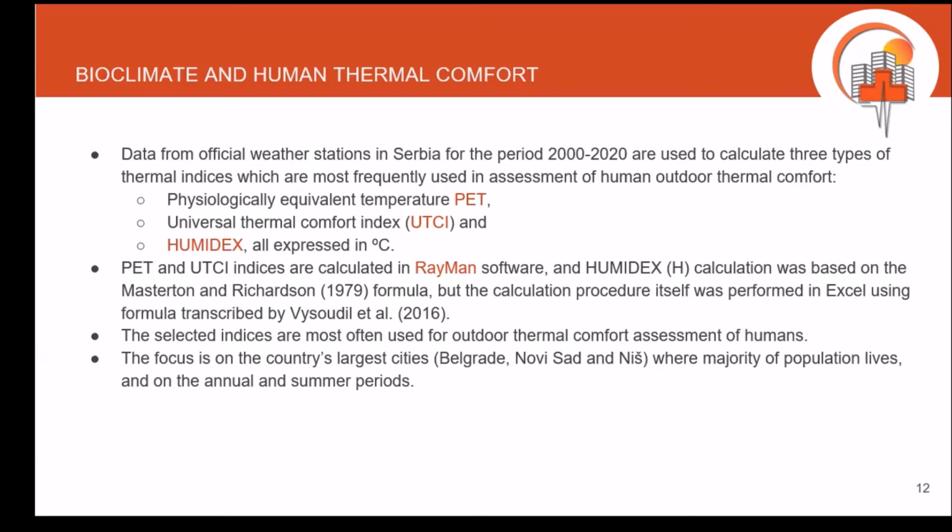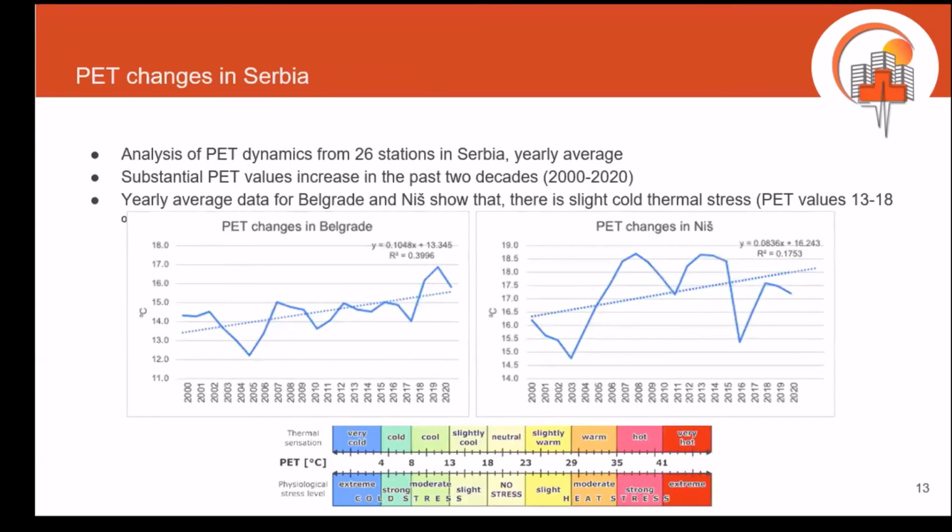We focused on the 3 largest cities with the majority of the population of Serbia, because we are talking about extreme heat in Serbia. Here we will show you the PET changes in Serbia. At the very bottom, you can see the scale. Here you can see the thresholds for these results. So we did it for 26 stations in Serbia.